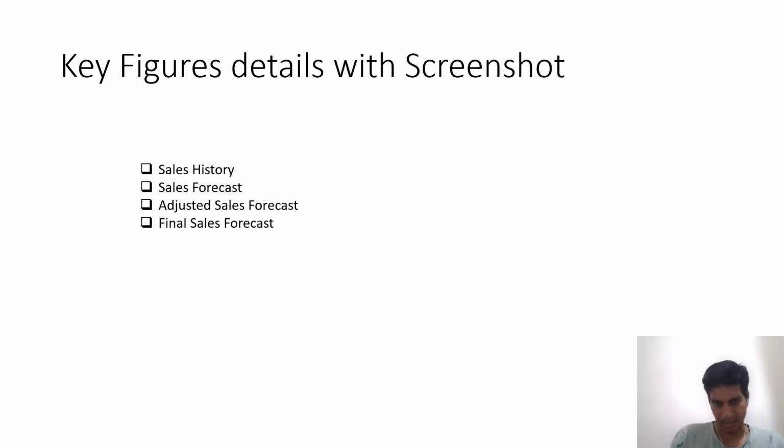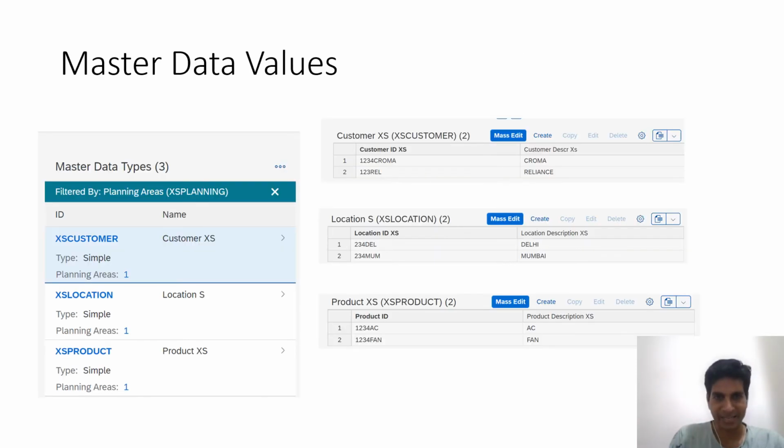So once the key figure is created, we will activate the planning area. Once the activation of the planning area is complete, we'll go back to the Manage Master Data app and create the master data values. In our planning area we have three master data types: product, location, and customer. One by one, we'll create the values for these master data.